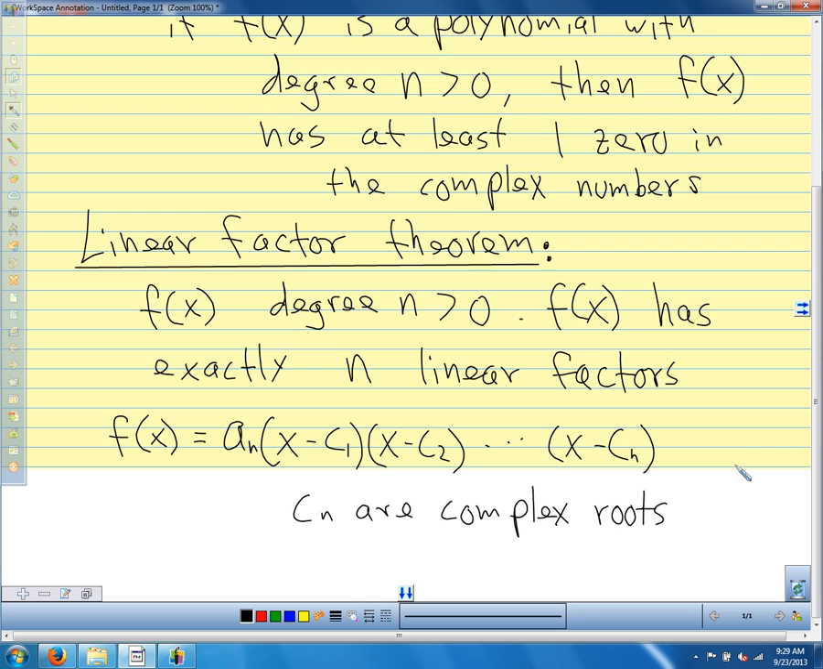And it's kind of like the fundamental theorem of arithmetic, which tells us that any integer, no matter how big, I can factor as the product of primes. It's the exact same idea, but here with polynomials I have linear factors, and with the fundamental theorem of arithmetic I have prime factors.